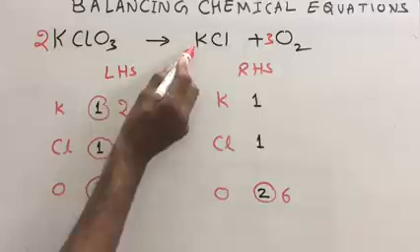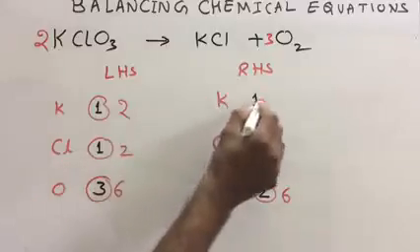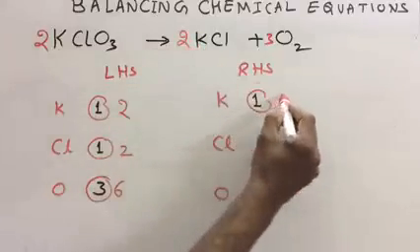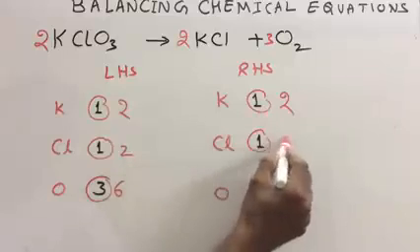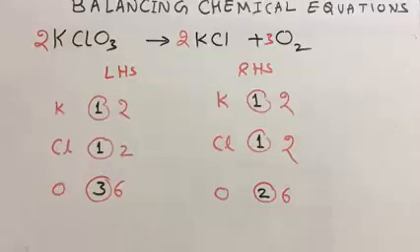Here we have chlorine that is unbalanced, so multiply with 2. So you will be getting 2 potassium as well as 2 chlorine. 2, 2, 6, 2, 2, 6. That means the equation is balanced.